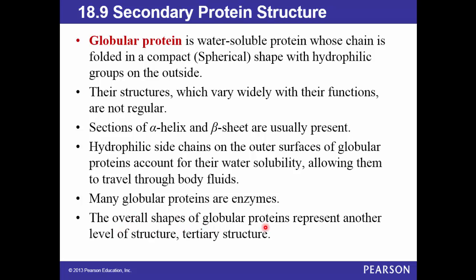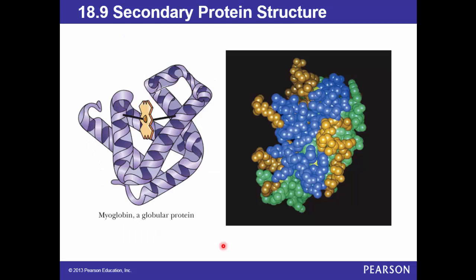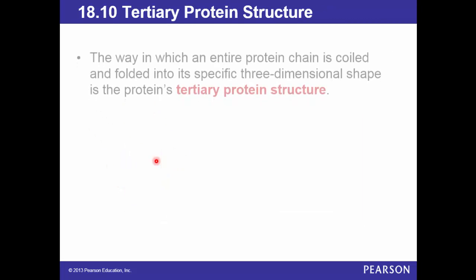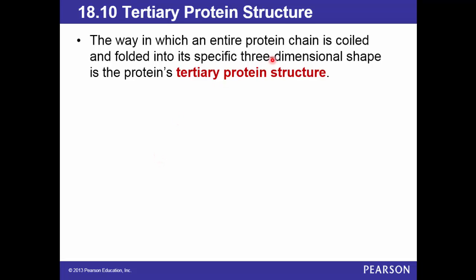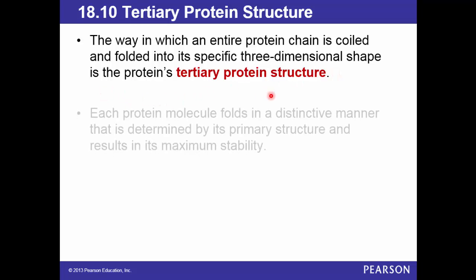Now the overall shape of globular proteins represents another level of structure called the tertiary structure. As I will show you, this is myoglobin, a globular protein, and this gives us the third level of protein structure called tertiary structure, as we will see. Tertiary structure is the way in which an entire protein chain is coiled and folded into its specific three-dimensional shape. This is the protein's tertiary structure.